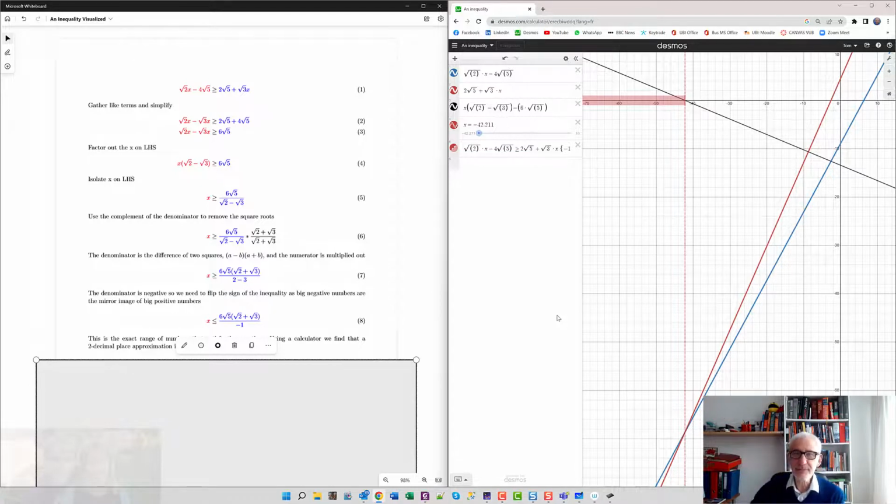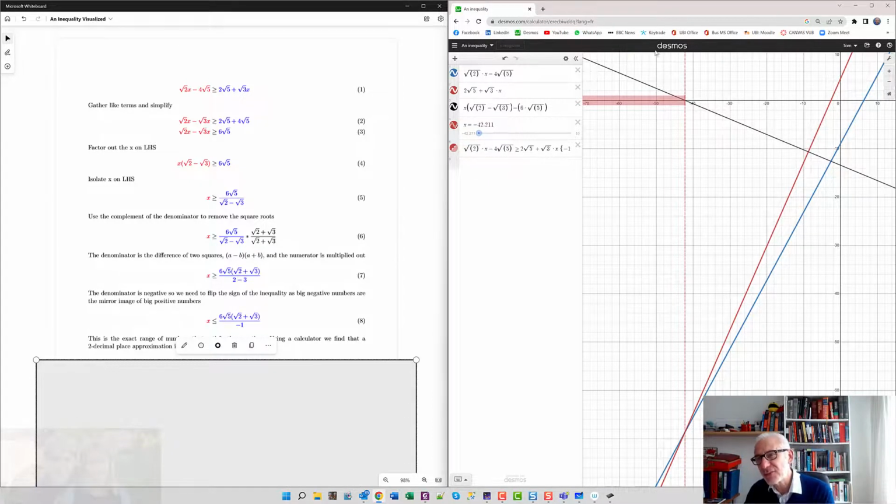So for a moment that might not look exactly the same as the algebra, but it is. What we've got here are the lines that are represented here by the red and the blue. So there's a line here, the square root 2 of x minus 4 times root 5, which is the top one there. Then there's in the blue, I've got the colours the wrong way around. So we've got 2 root 5 plus root 3 times x.